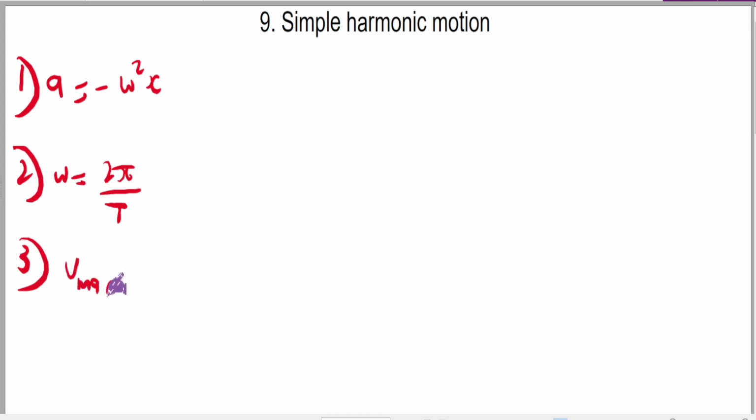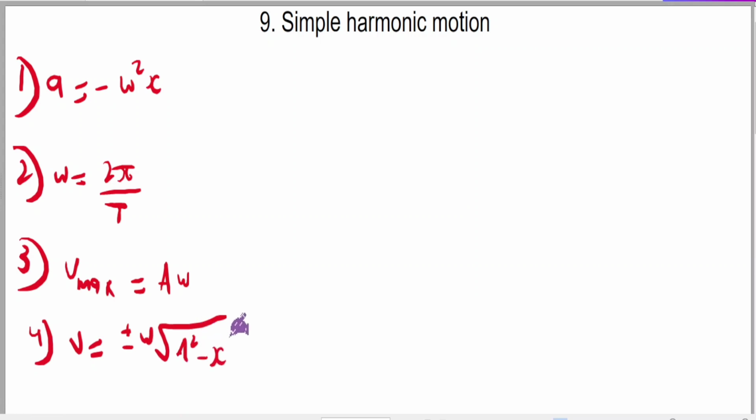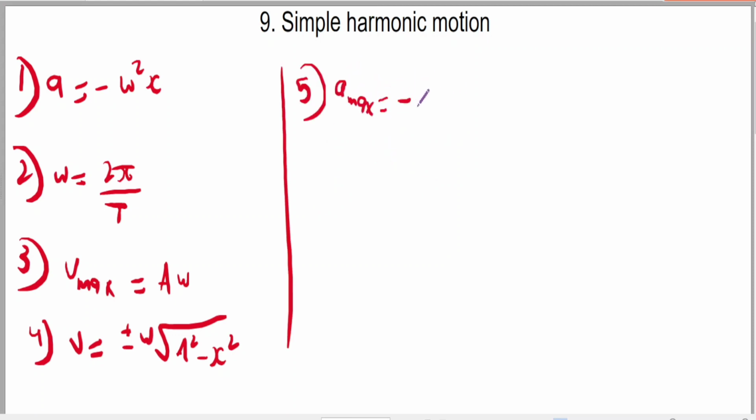V max, or maximum velocity, is the amplitude times omega. Another really important formula: velocity is equal to plus minus omega times the square root of a squared minus x squared, where x is the displacement and a is the amplitude. This plus minus refers to the ball moving to the left and then going towards the right. Maximum acceleration equals negative a omega squared, similar to velocity with a minus sign and a square on the omega.